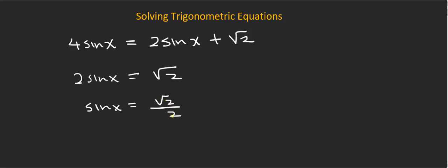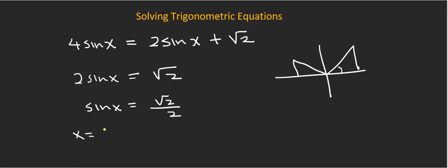Now sine is positive in the first quadrant and the second quadrant. And what's that angle right there? Sine of what is radical 2 over 2? That's when x equals pi over 4. Then what is this angle right here? Well, that is pi minus pi over 4, which is 3 pi over 4.